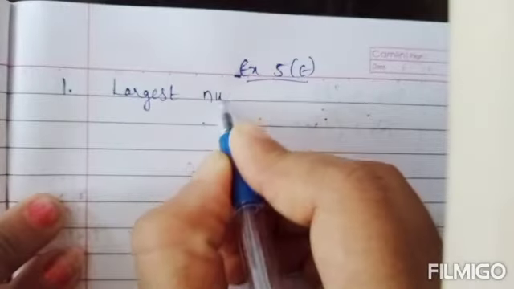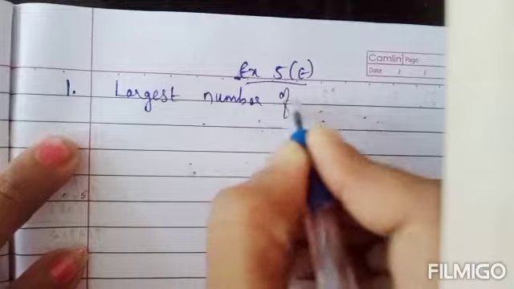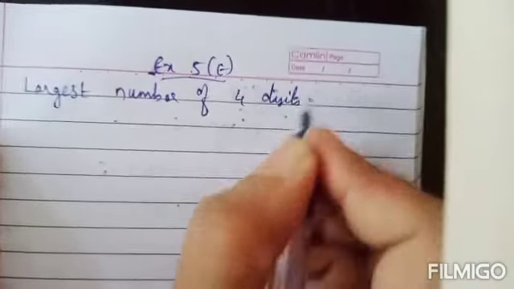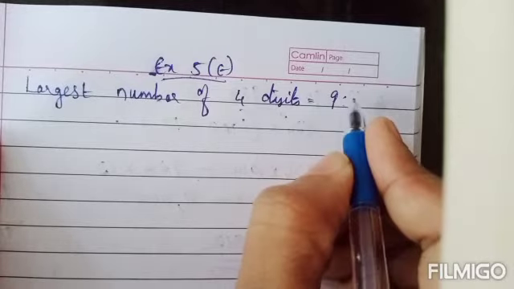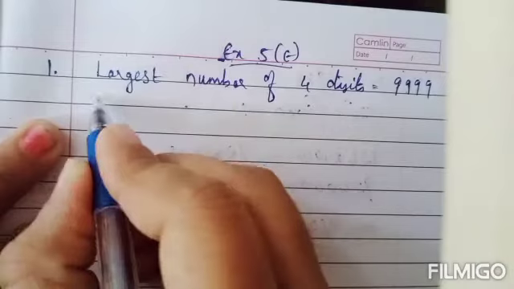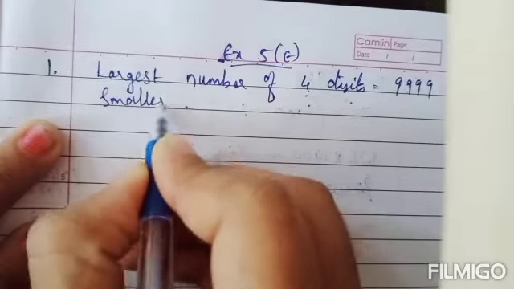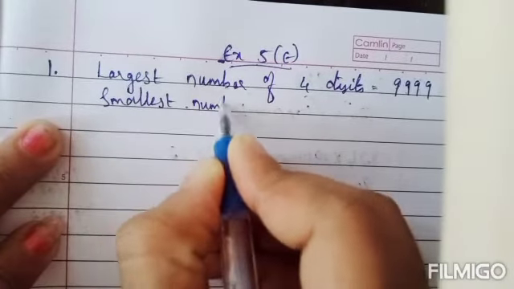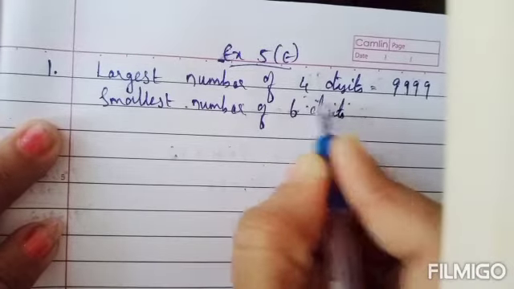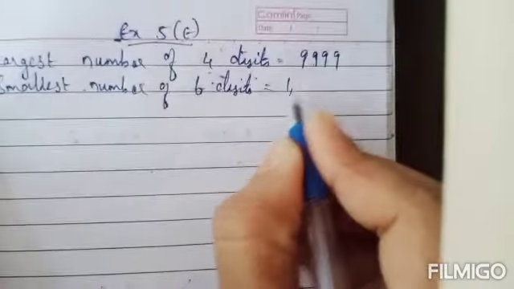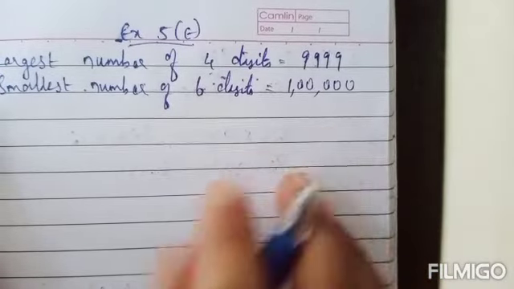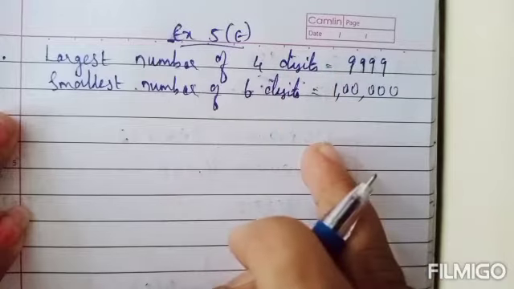So what is the largest number of 4 digits? Largest number of 4 digits, we know it is 9999. Okay. Now smallest number of 6 digits. Smallest number of 6 digits, it is 1 lakh, 100,000. This is the smallest 6 digit number. We have to find their difference.